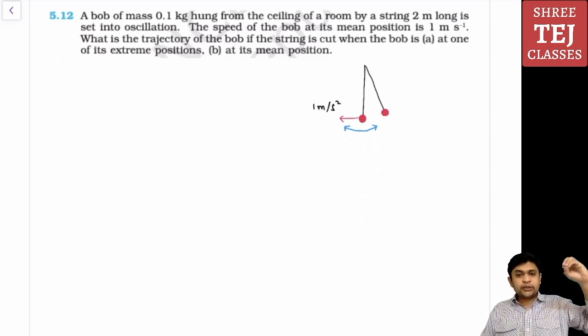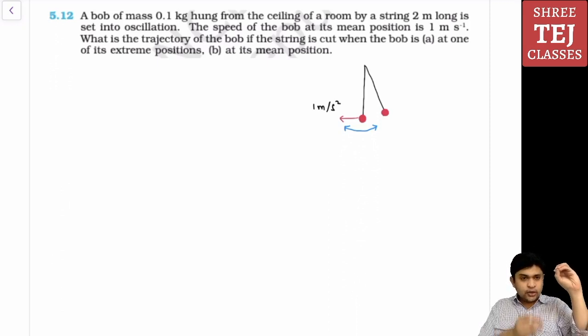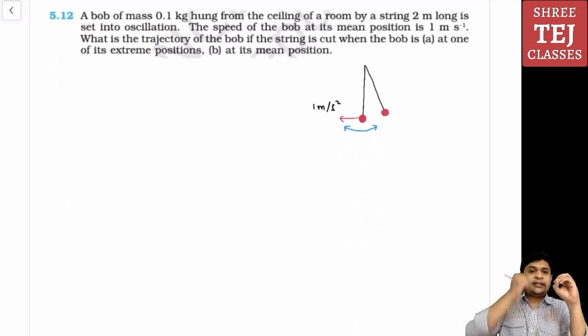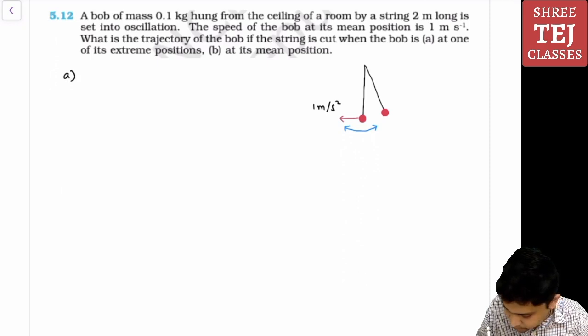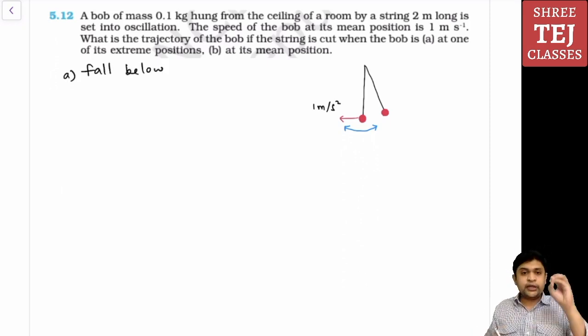So at the extreme position, it has no horizontal velocity and no vertical velocity, it is momentarily stationary. Therefore, if the string is cut there, what will happen? The bob will just fall below. It will be a free fall.